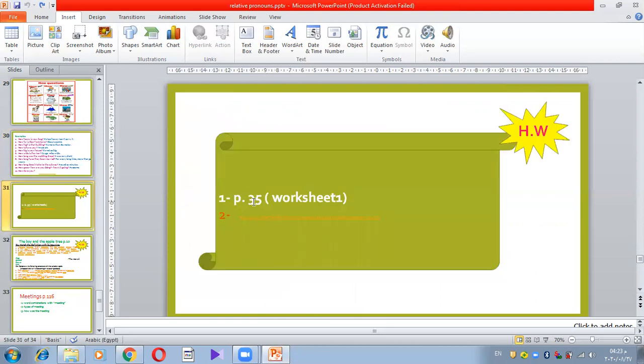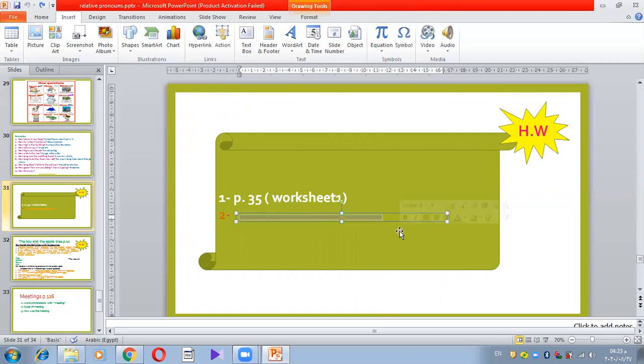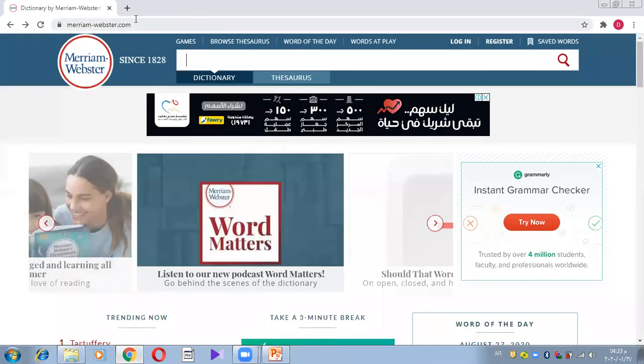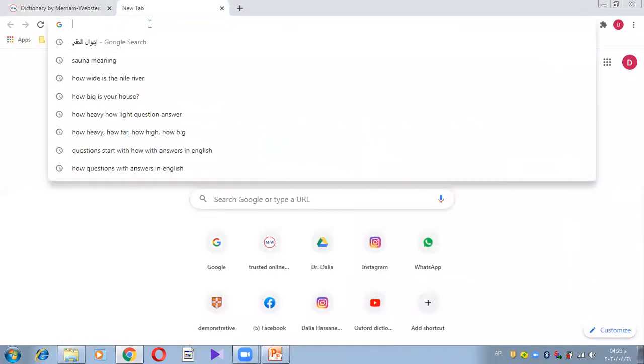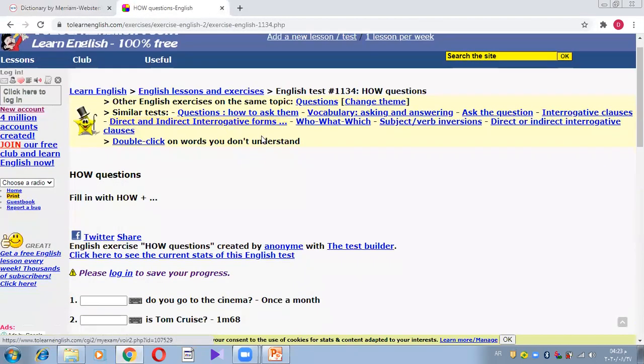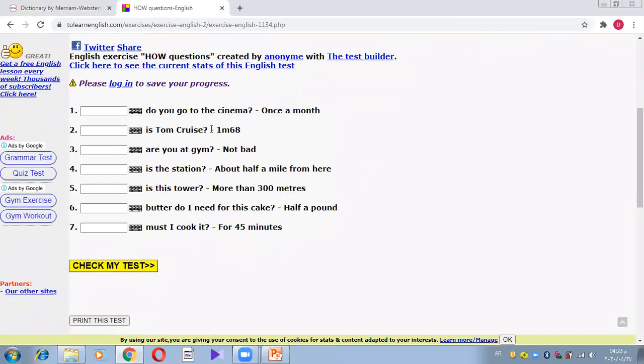As homework, page 35 in worksheet 1, plus these questions you are going to try to answer for next time as well. Okay, so how do you go to the cinema? How much butter do I need for this cake? You are just going to complete them using the right how questions. Okay.